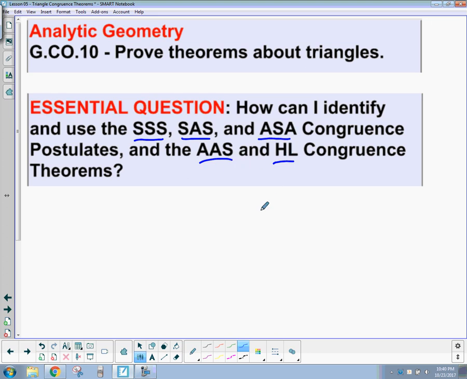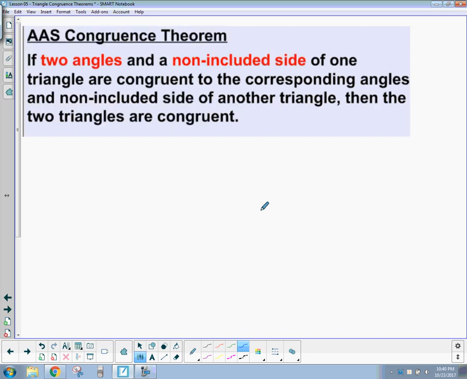HL is going to be hypotenuse leg. So, the angle, angle, side congruency theorem: if 2 angles and a non-included side of one triangle are congruent to the corresponding angles and non-included side of another triangle, then the 2 triangles are congruent.